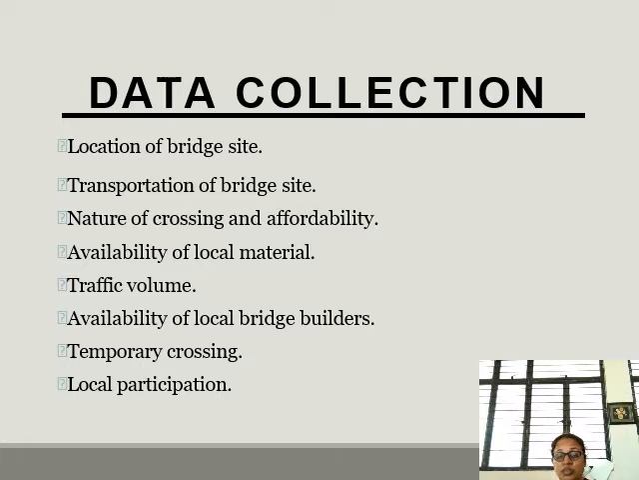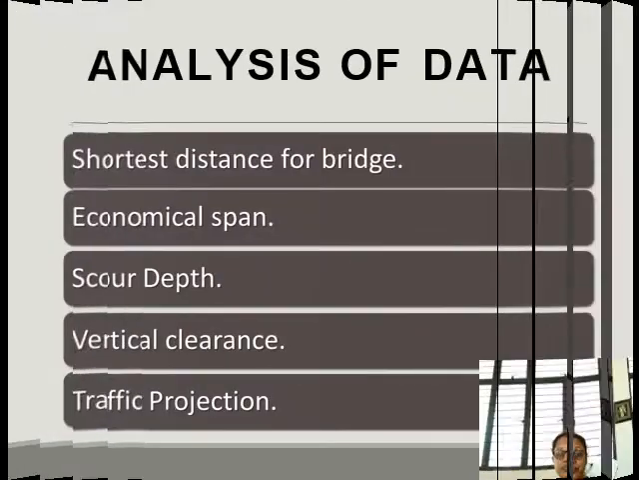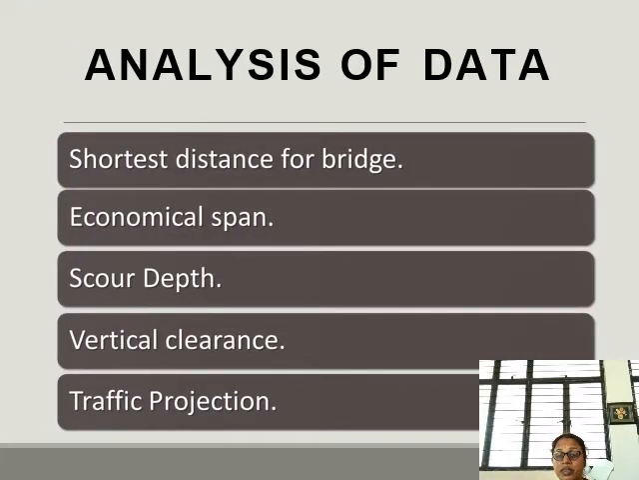What is the nature of the crossing and affordability? What are the locally available materials? What will be the traffic volume that will be used by the bridge? Availability of local builders who can construct the bridge. Then temporary crossing, or the local participation by the local people. Those are the preliminary data.